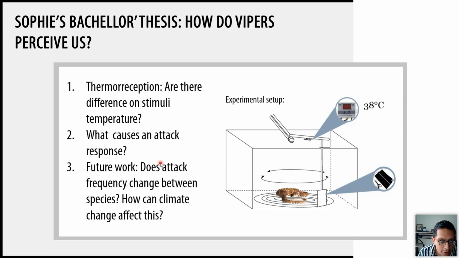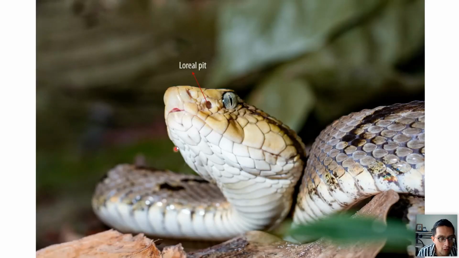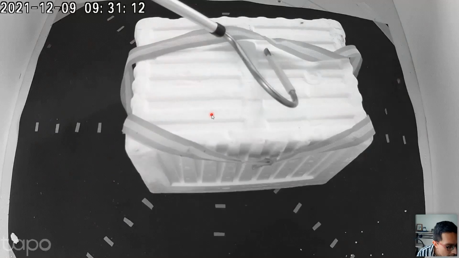And finally, Sophie's thesis tried to understand how this animal perceives us, and we based this research on thermoreception. Why thermoreception? Because pit vipers are called pit vipers because they have this loreal pit, a specialized organ that they use to see temperature. Practically, they see temperature with this kind of organ. So what we did was an experiment to determine when these vipers have an attacking reaction. I'm going to show you two quick videos.